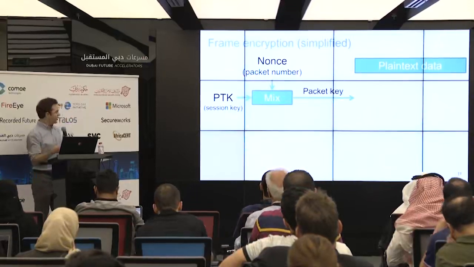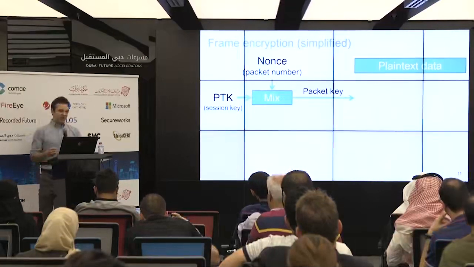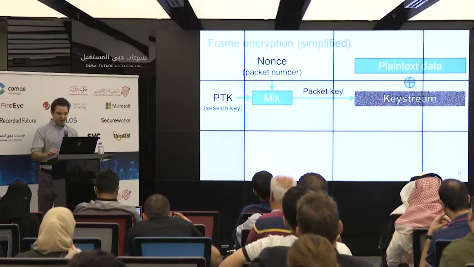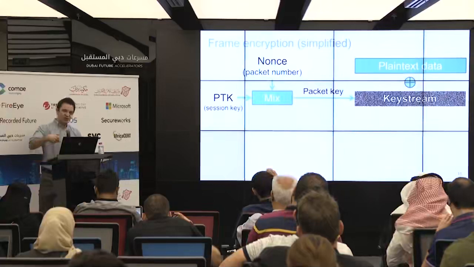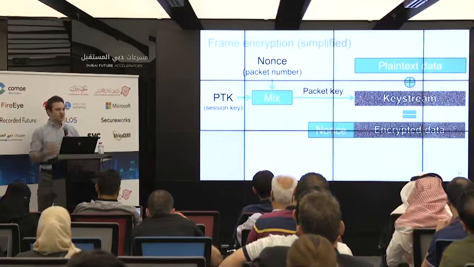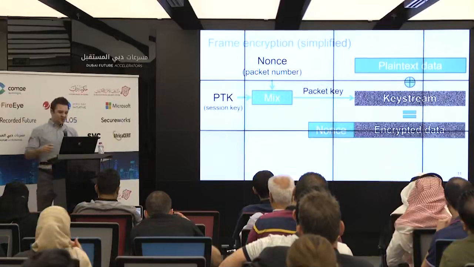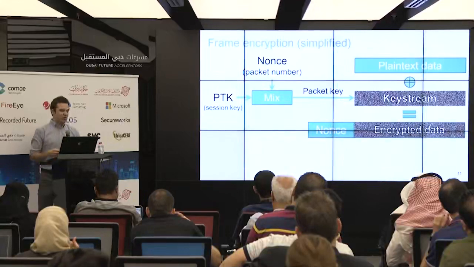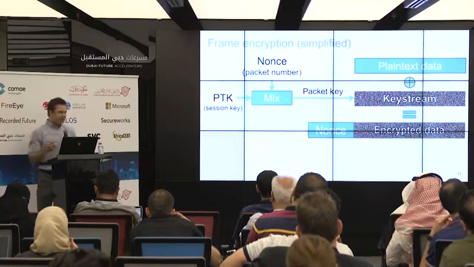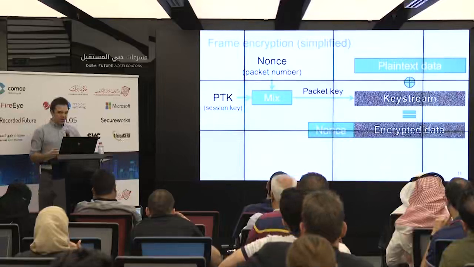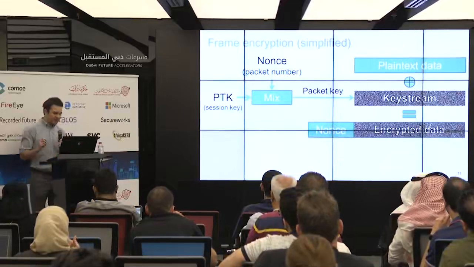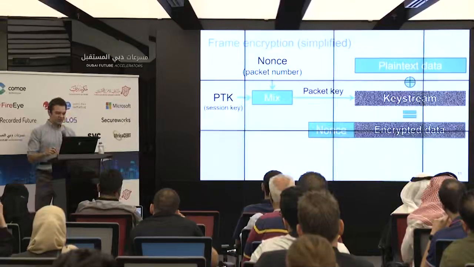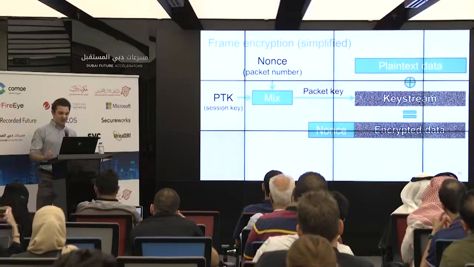So how do we then use this unique per-packet key? Well, it's quite straightforward. We simply use a stream cipher to encrypt it. In practice, that means we take this per-packet key, we use it to derive some key stream, we XOR that key stream with the plaintext data, and we get the encrypted data. Of course, when we send this encrypted data, we also include a plaintext header so we know which nonce, which packet number, was used. At a high level, this construction is fairly simple, but it makes one essential assumption: under a specific session key, under a specific PTK, a packet number should never be reused.